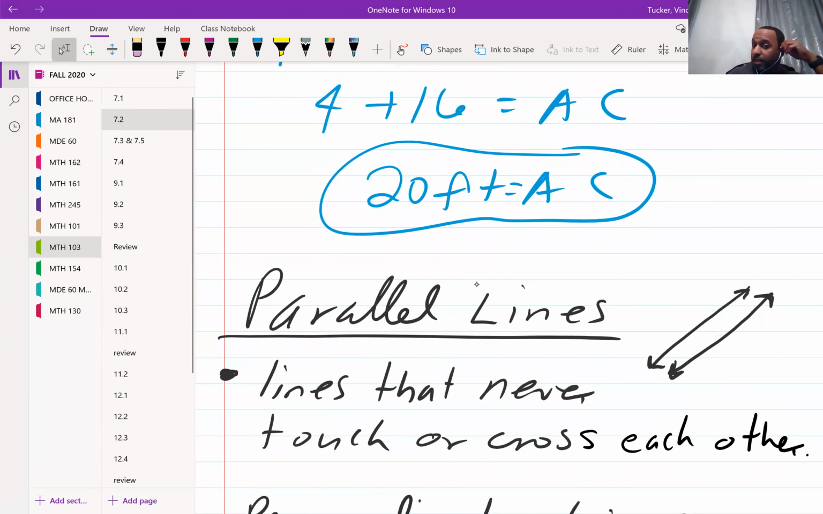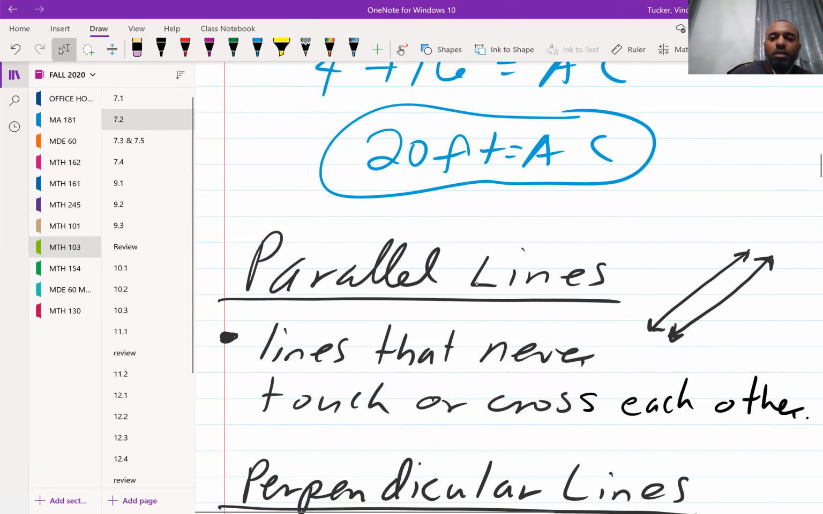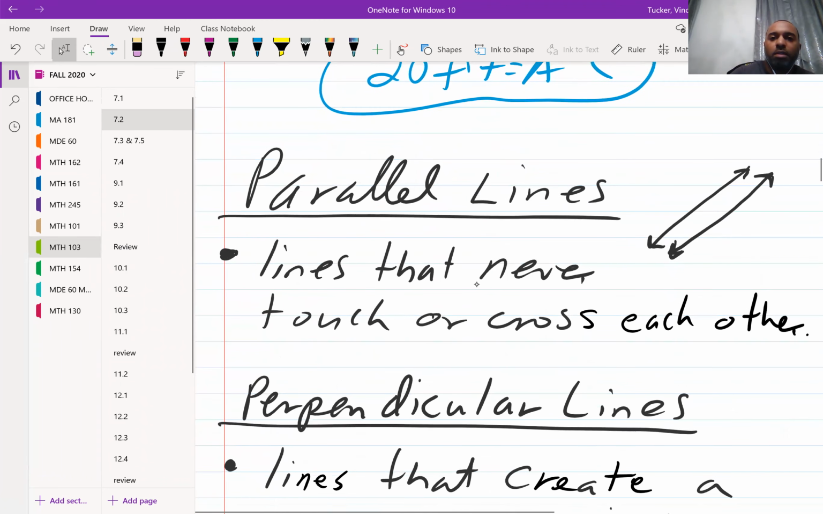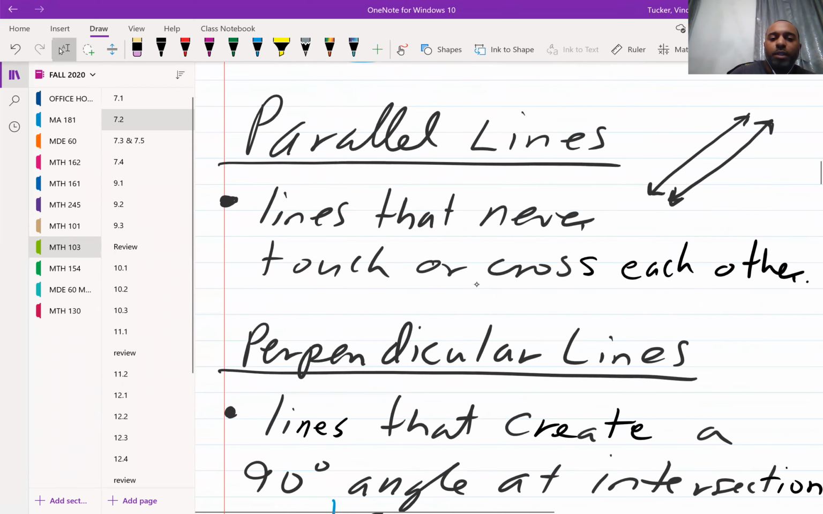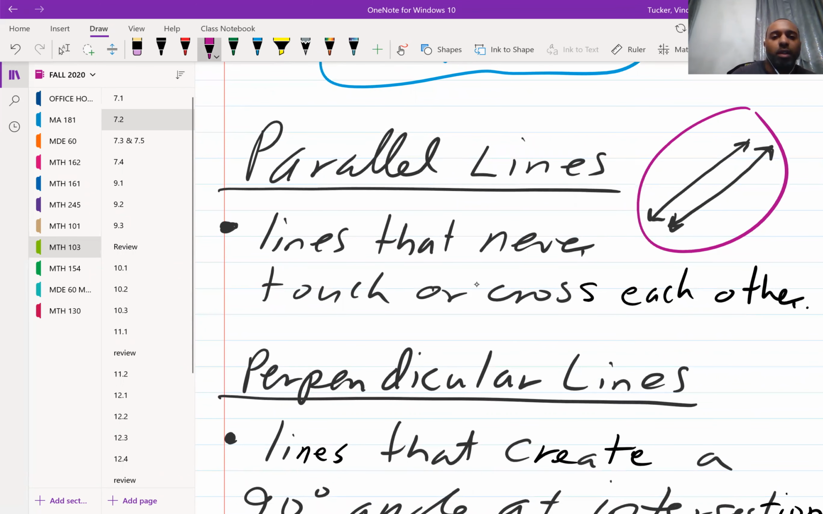All right, so lines that never touch or cross will be parallel lines. An example of parallel lines is right there, just lines that have the same slant or slope.